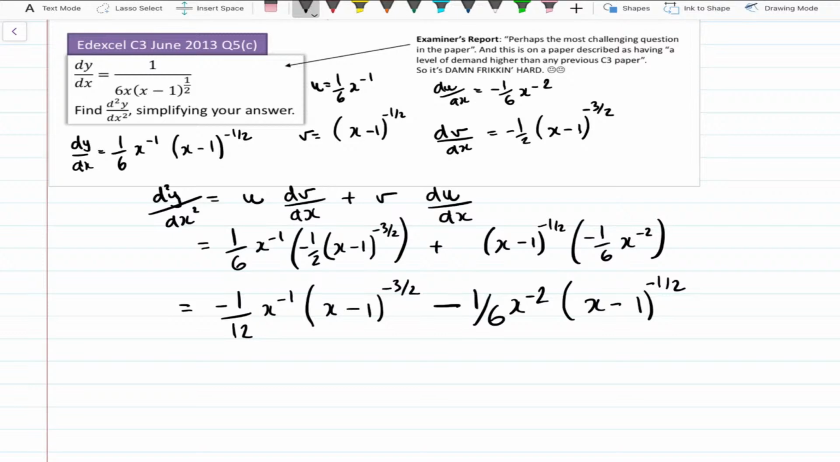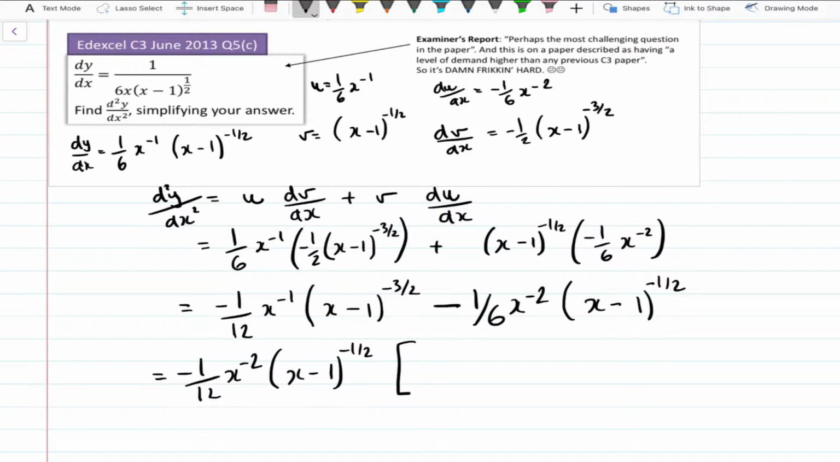What can I take out of there to help me? If I take out a negative a half, that becomes squared, so maybe I'll do that. I can take out an x squared as well, maybe. Or take out an x to the minus 1. So let's take out minus 12. Let's take out that x to the minus 2. And let's take out an x minus 1 to the power of minus a half. We'll deal with all of that later.